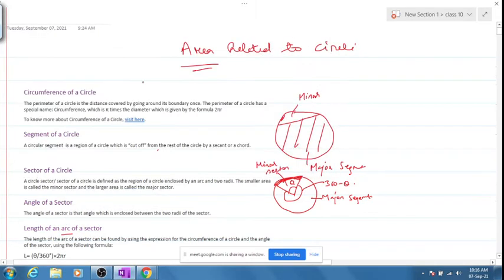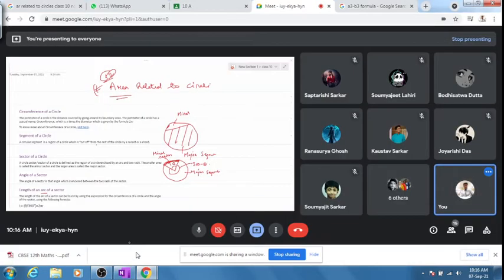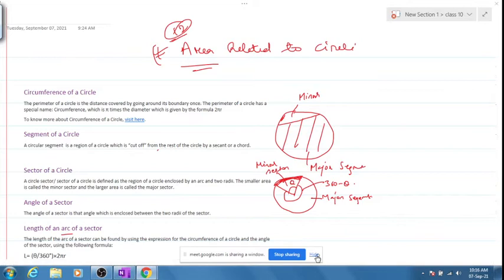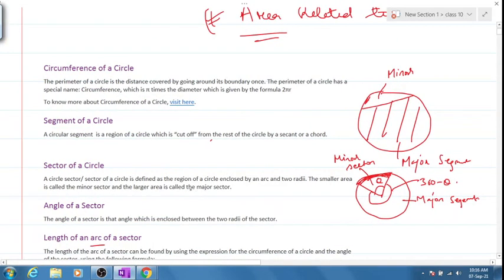Chalo, ready everyone? Area related to circles, chapter number 12 of your NCERT. So there are some basic terms which you should know before we start off with the chapter, as well as some basic formulas. I hope people are ready.